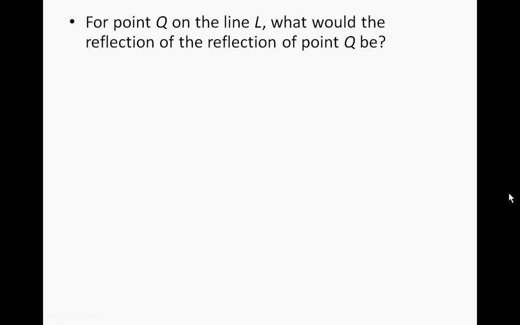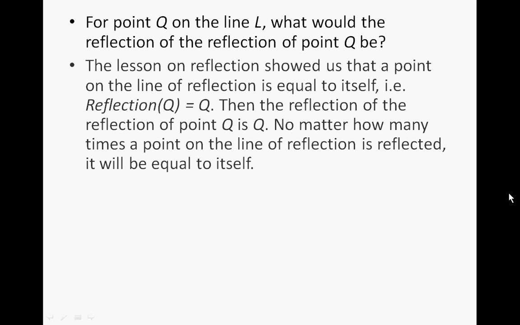So for point Q on the line, what would be the reflection of point Q? Well, the lesson on reflection shows us that a point on a line of reflection is equal to itself, i.e. the reflection of Q is Q. Then the reflection of point Q is also Q. So no matter how many times a point on a line of reflection is reflected, it will be equal to itself.